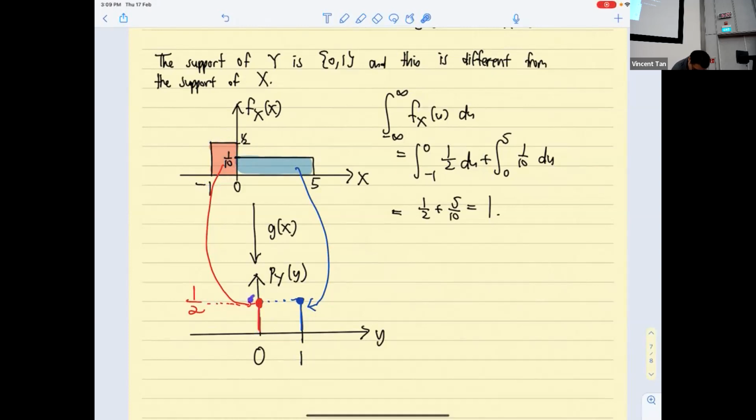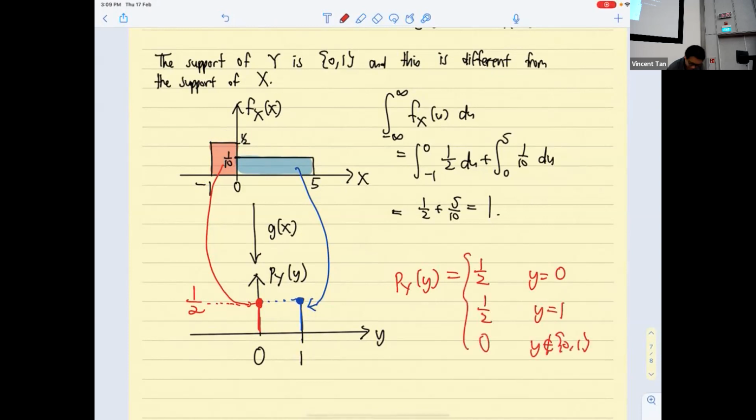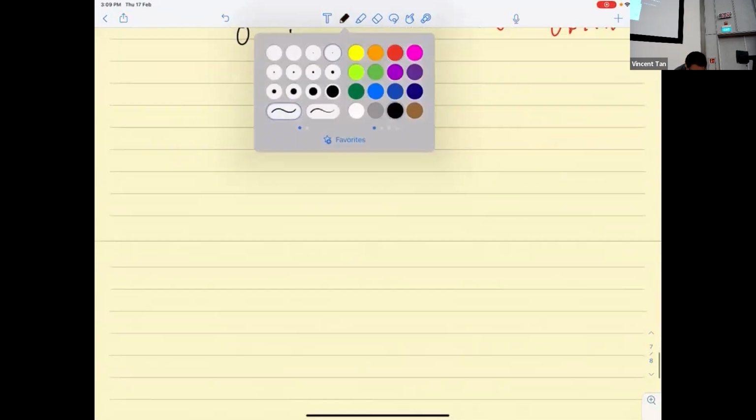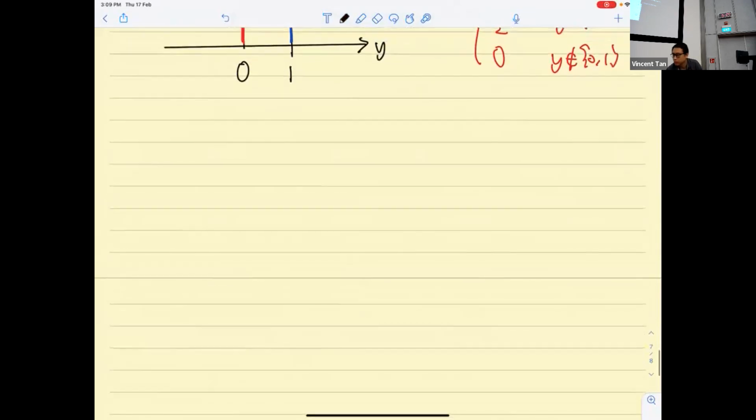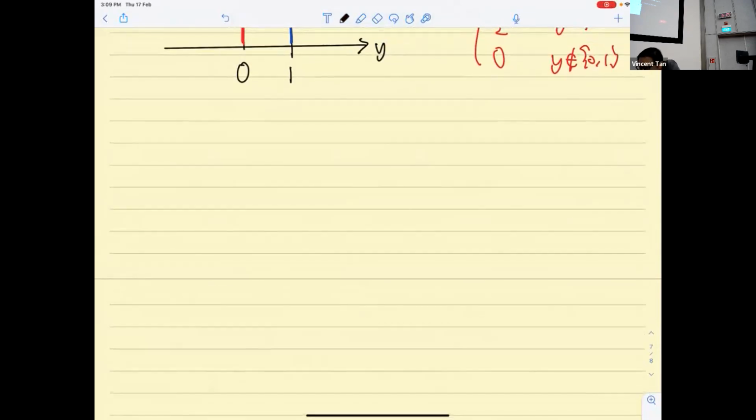Okay, so the probability mass function for y is shown here, which is equal to half if y is equal to 0, half if y is equal to 1, and if y is neither 0 nor 1, then it's 0. So that's the probability mass function for y. As you can see, I have a continuous random variable, but after I transform it, it becomes a discrete random variable. Okay, so this is some example. Does anyone have any questions here?